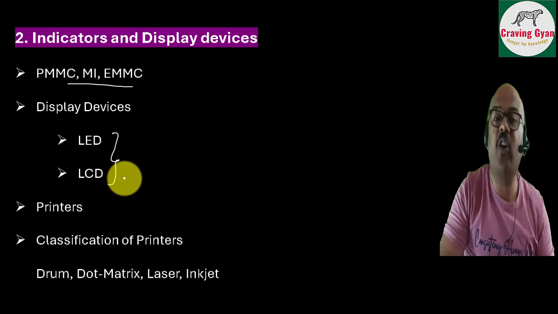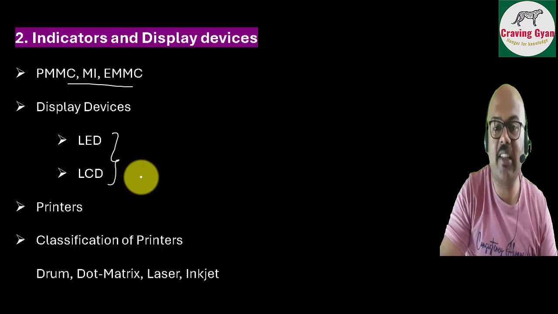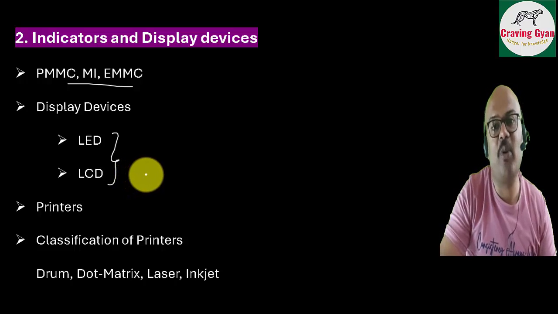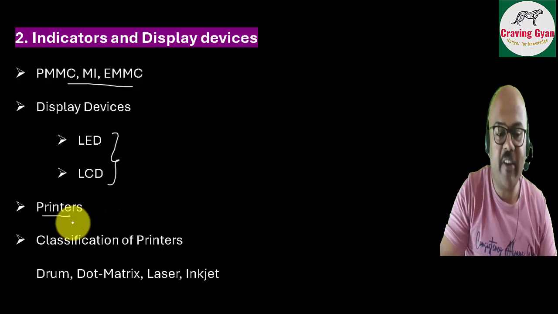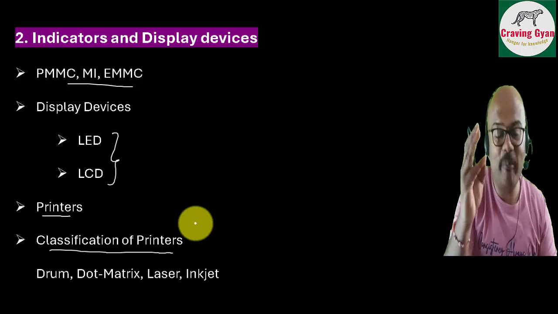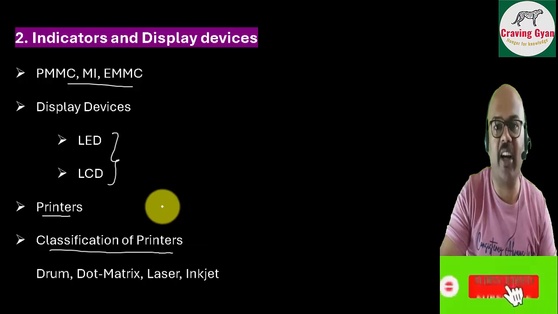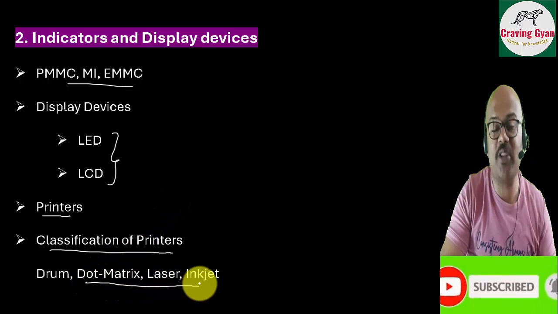Apart from this, we need to talk about printers also. In the previous year exams, they have talked about printers and the classification of printers. In that, they have spoken with respect to DPI. If I am speaking about the classification of printers, the main ones are the drum printer, laser printer, and inkjet printer. These things are important. Lots of questions have been asked from this topic.